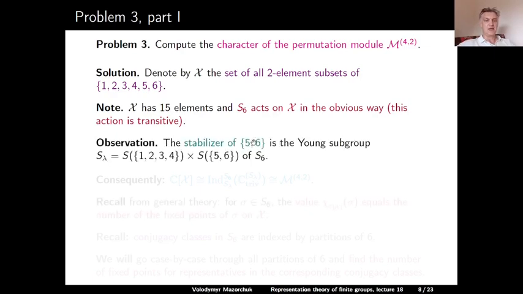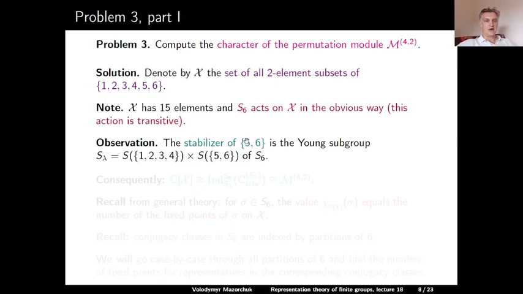So it acts by acting on each element of the subset, and of course this action is transitive. Given any two-element subset, we can move it to any other two-element subset by a bijective map. Observation: the stabilizer of the subset {5, 6} is the Young subgroup, which is obtained by the direct product of the symmetric group on {1, 2, 3, 4} and the symmetric group on {5, 6}. If we start from {5, 6}, in order to get it back, we can do whatever we wish with 1, 2, 3, and 4, and we can do whatever we wish with 5 and 6.